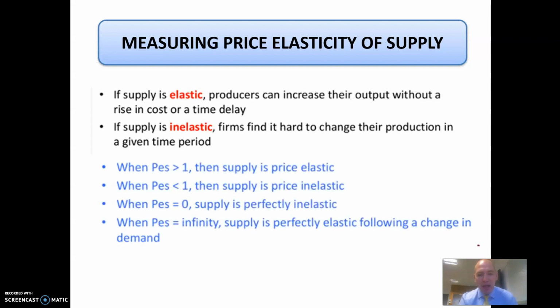In terms of the key values and what they mean, when price elasticity of supply is greater than 1, we would call it supply price elastic. When it's less than 1, price inelastic. When it is equal to 0, it will be perfectly inelastic, and as a result, the supply curve will be perfectly vertical. And when it is equal to infinity, it is perfectly elastic, and the supply curve will be horizontal.